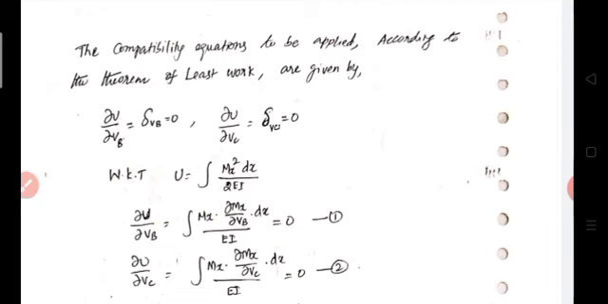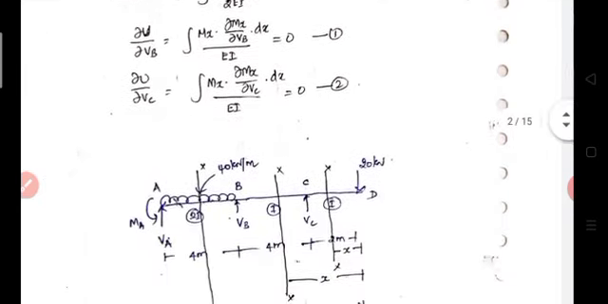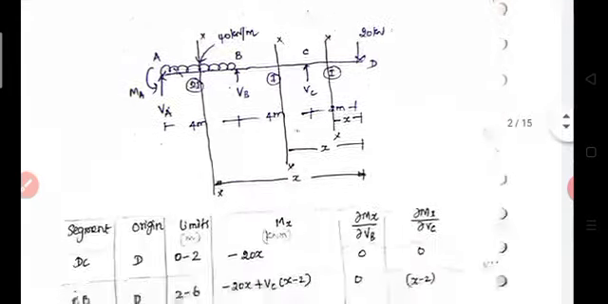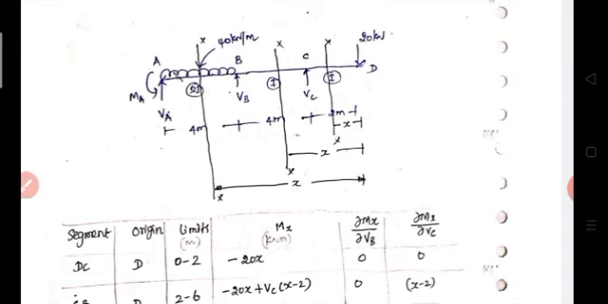First, we want to derive the expression of Mx at each segment or portion of the beam. Then the partial derivatives of Mx with VB and VC are also determined. It can be represented in a table like this. First one is segment, then origin, then limits, then Mx, then ∂Mx/∂VB and ∂Mx/∂VC.